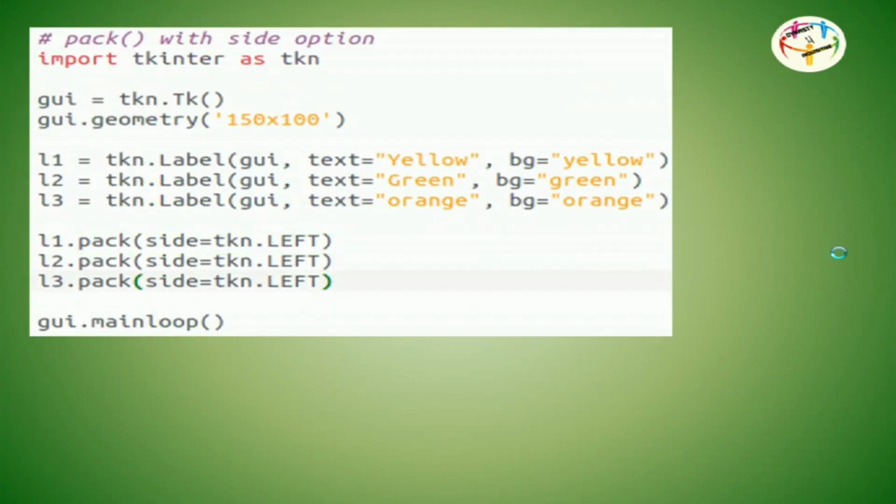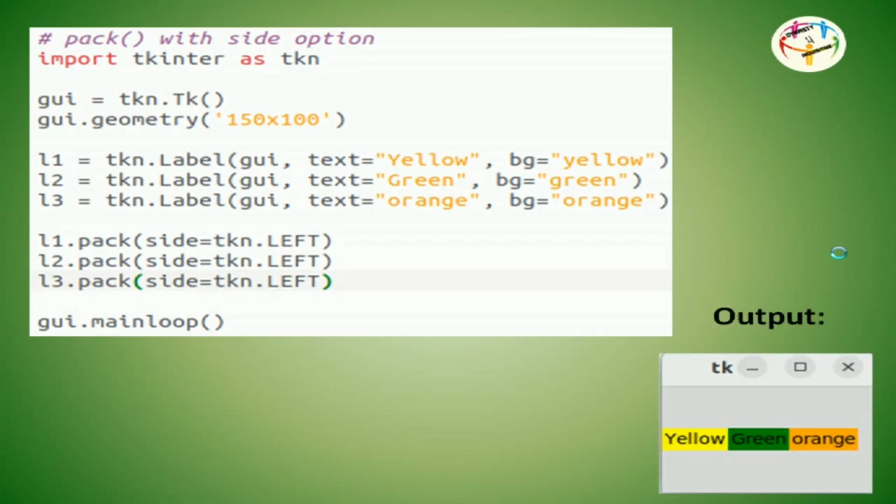Similarly, if we use side equal to left for 3 labels, then it arranges all the labels one by one, starting from yellow, then green, then orange. So it arranges all the labels horizontally. So in this way the side option is used.